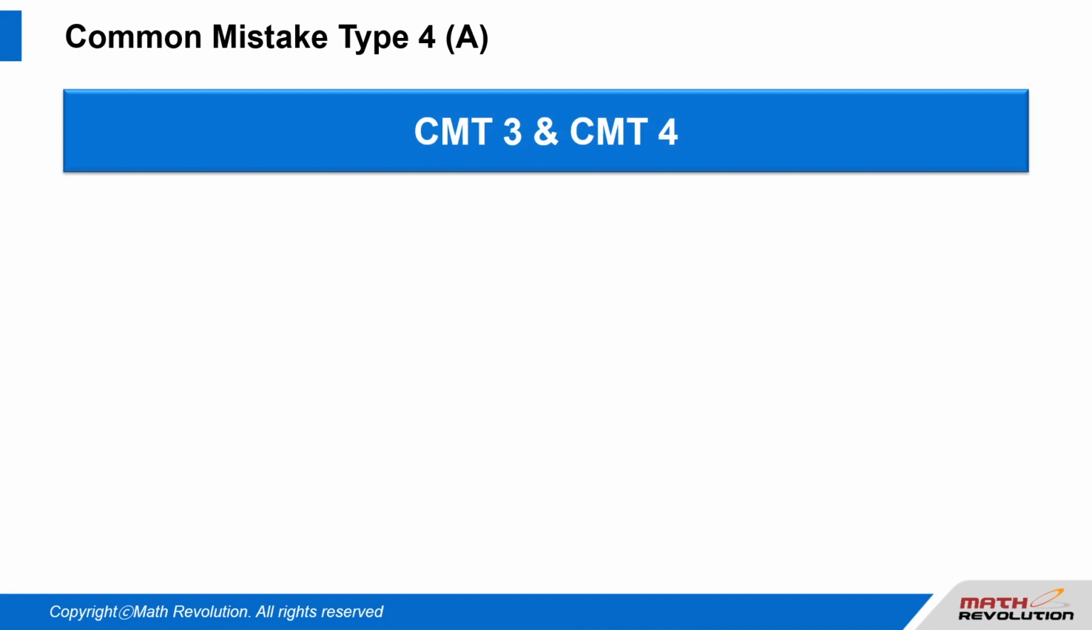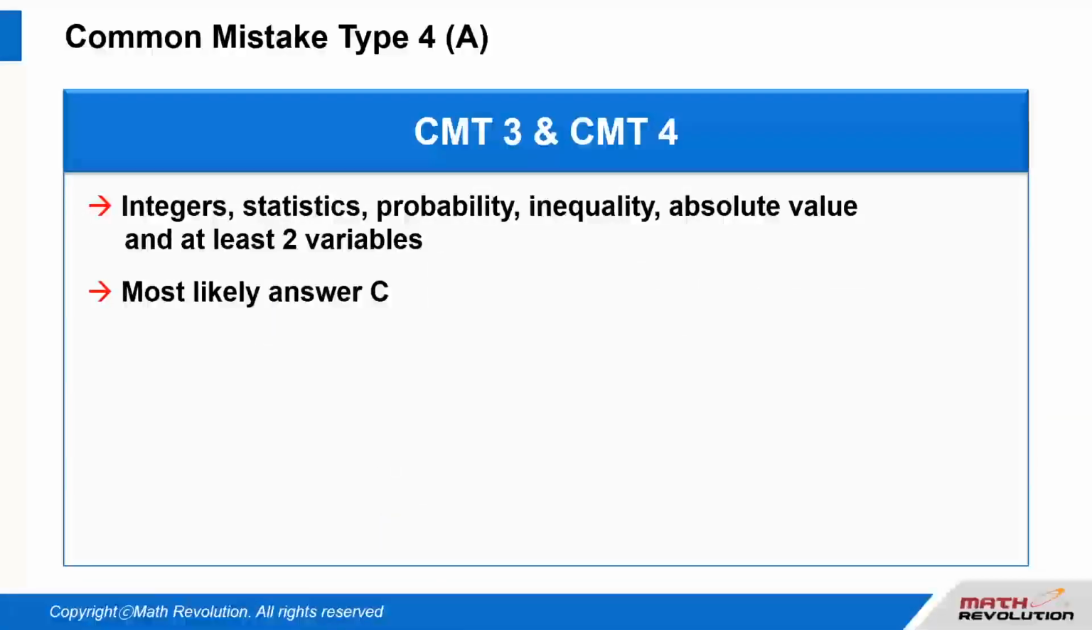CMT3 and CMT4 generally form a part of the key questions that deal with integers, statistics, probability, inequality, and absolute value. Let's look at the relationship between the variable approach method and CMT3 and 4A and B. In key questions, that is, questions that deal with integers, statistics, probability, inequality, and absolute value, with at least 2 variables, the correct use of the combination of CMTs and the VA is likely to give you C as the answer. CMT4A often appears in the exam if you are getting a score above 50, so study it carefully.